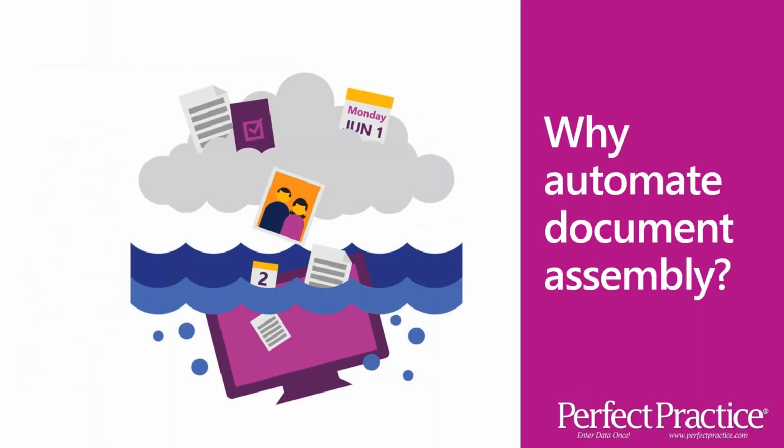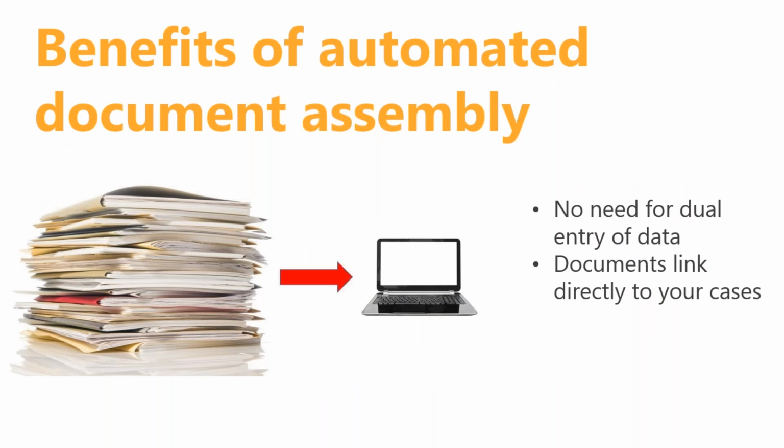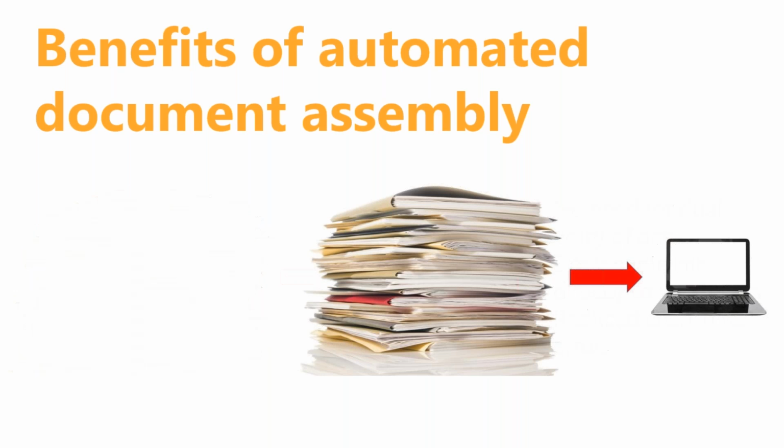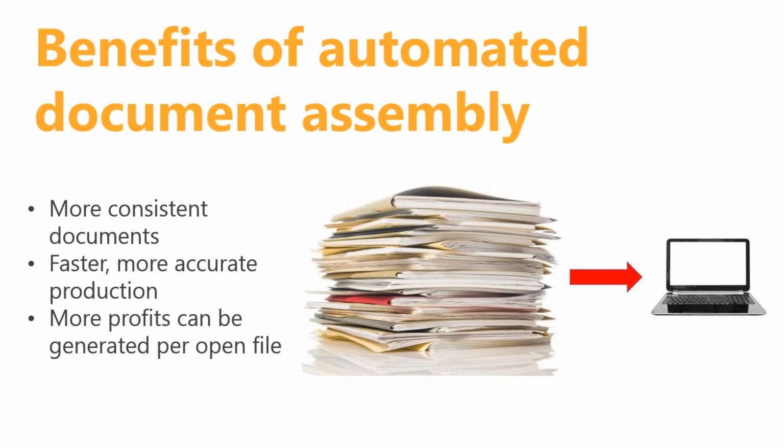So why should you automate document assembly? Well, it really comes down to three major points. The first is that when you automate document assembly, you don't need to have multiple entry of your data. You can have your documents linked directly to the case. And what that really does is reduce the chance that you'll have errors in your documentation. What else? Well, you get more consistent documents, a better look and feel to everything you do. And because we're able to automate the process for you, you get faster, more accurate production.